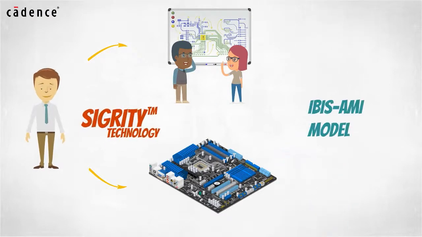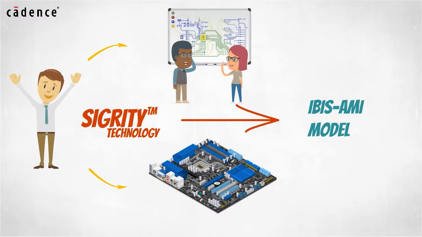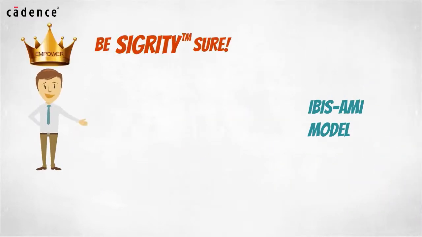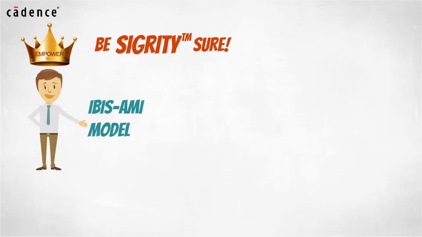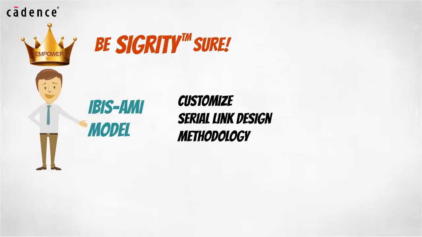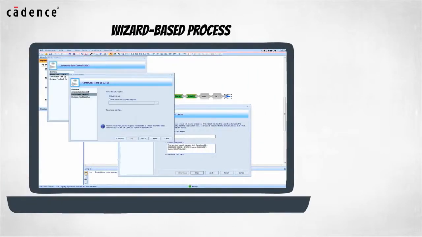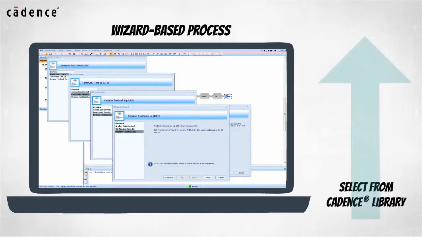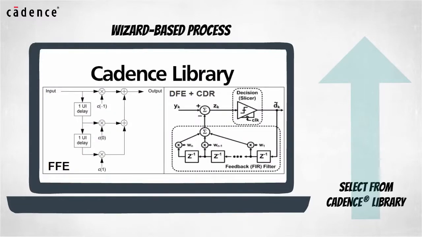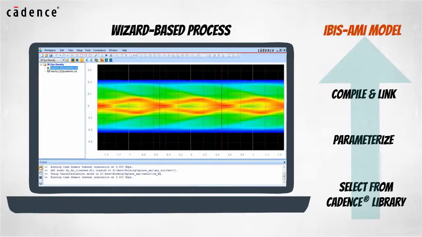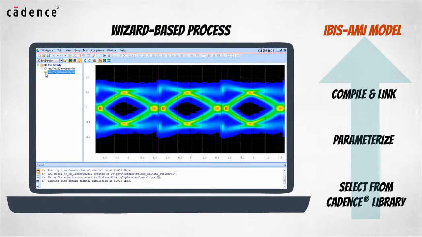In either case, Cadence can help you create an IBIS AMI model that will allow you to move forward in your design process. Being empowered to create your own IBIS AMI model lets you customize your serial link design methodology and accelerate your time to sign off. The wizard-based process lets you select equalization algorithms from the Cadence library of equalization routines, parameterize those algorithms, and compile and link them together, creating an IBIS AMI model that will behave just as you expect.